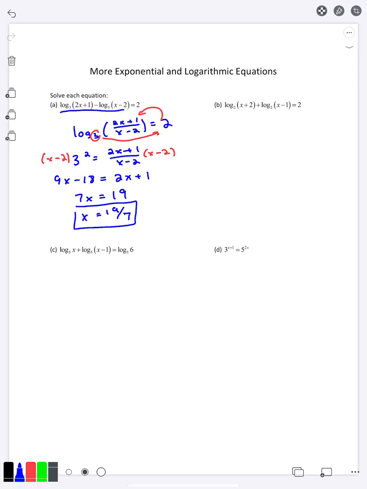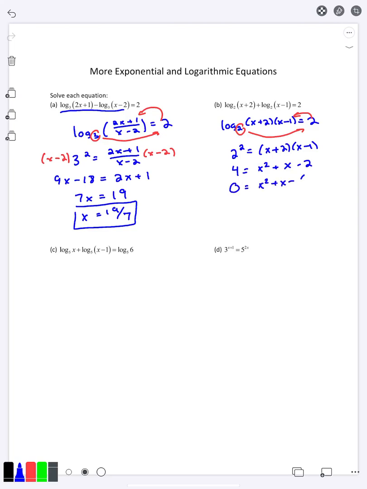For the next one, we're adding two logs, so we know the rule says you multiply the insides. And then once we've got it down to a single log, once again, we go ahead and convert here. We'd have 2 squared equals the inside, (x plus 2)(x minus 1). We go ahead and multiply things out here. Plus 2x minus x is plus x minus 2. Move the 4 over here. Go ahead and factor the result, (x plus 3)(x minus 2). We get two answers there, negative 3 and positive 2.